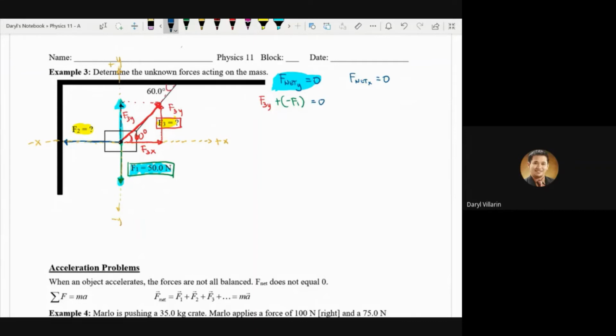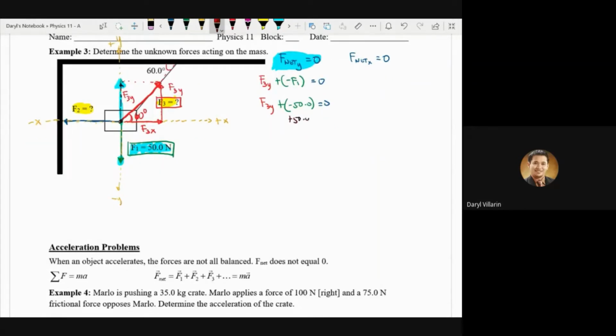F3y is unknown, but I have the value of F1, which is 50, so F3y minus 50 is equal to 0. Without necessarily solving it, I can already identify that since there are only two forces along y and they balance out, the magnitude of this downward force should be the magnitude of the upward force.